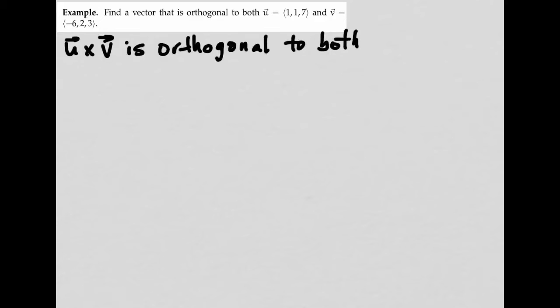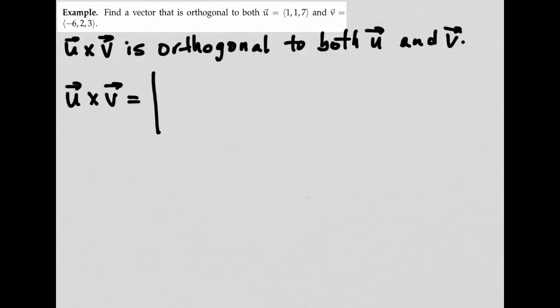So we'll write u cross v is orthogonal to both u and v. Let's find the cross product. It's the 3 by 3 determinant, whose first row is i, j, k. Second row, 1, 1, 7. And third row, minus 6, 2, 3.